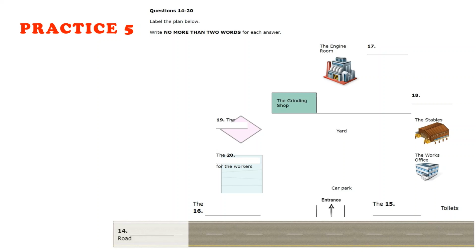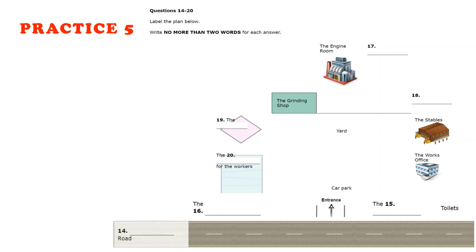Across the yard from them, you can see the stables, where the horses were kept for transporting the products. And the separate building in front of them is the works office, and that still has some of the old accounts on display. Right. If anyone wants a guided tour, then I'm starting at the engine room. If you'd like to come along this way, please, ladies and gentlemen.